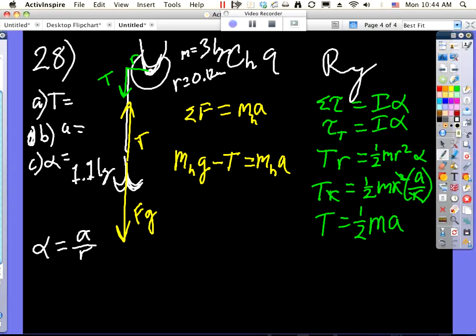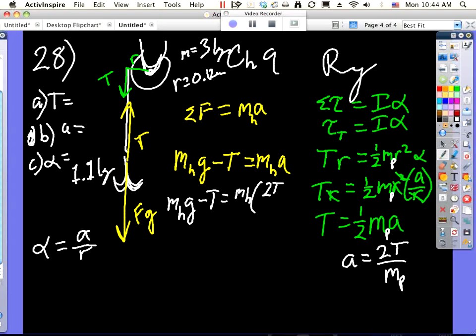We can say this A is 2T over M_P. This is mass of the pulley, by the way. Now I plug that in here. So I get M_H times G minus T equals M_H times 2T over mass of the pulley. And now, solve this for T.